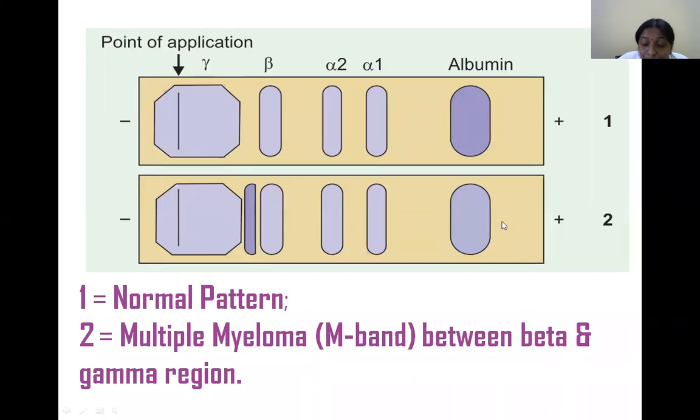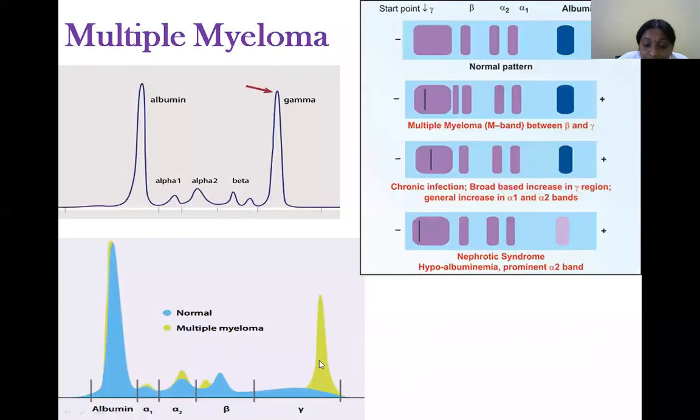In the multiple myeloma electrophoretic pattern, albumin is present, alpha 1 is present, alpha 2 is present, but there is the presence of an M band in between beta and gamma. Here the gamma band is also replaced by this M band. The presence of the M spike here is nothing but the multiple myeloma band, which replaces the gamma globulin synthesis.